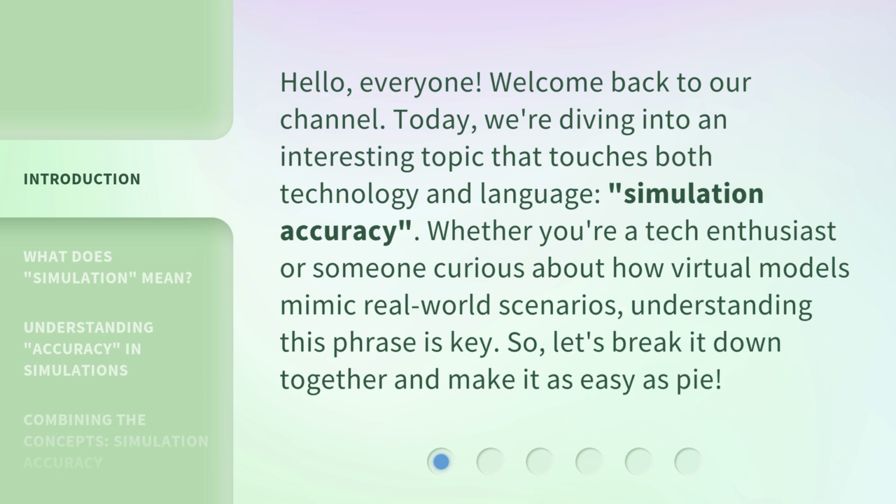Today, we're diving into an interesting topic that touches both technology and language. Simulation accuracy. Whether you're a tech enthusiast or someone curious about how virtual models mimic real-world scenarios, understanding this phrase is key. So, let's break it down together and make it as easy as pie.